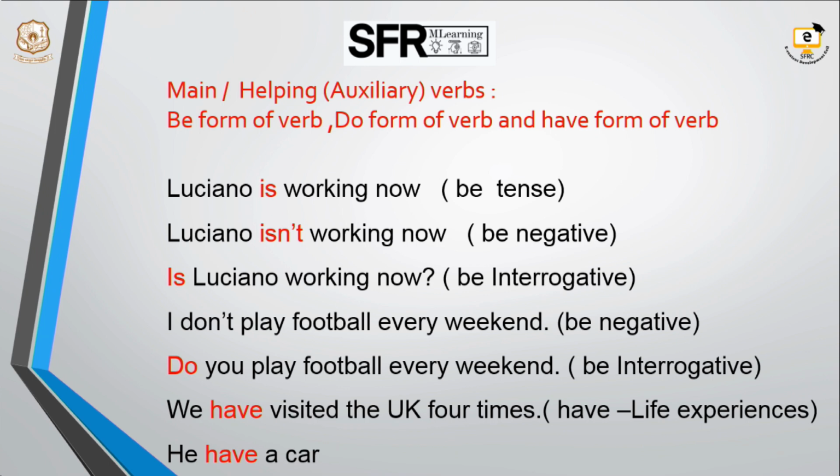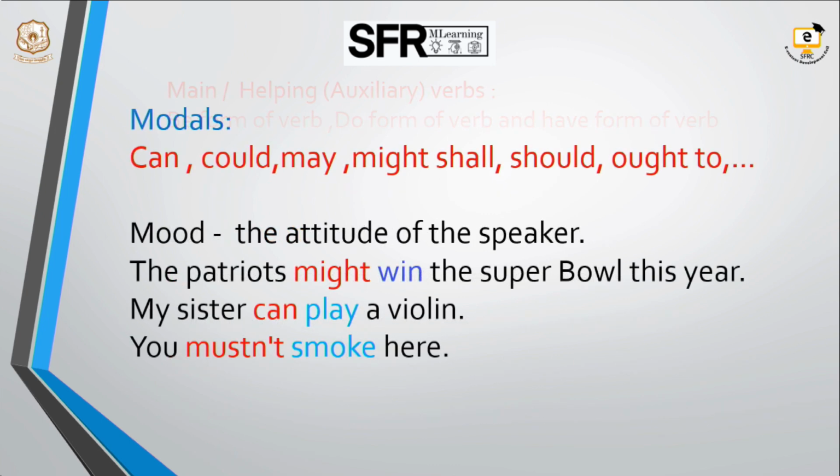Because have is a helping verb, right? But in some cases, be, do and have can be used as main verbs. Now in the sentence, have is used to mean own. We own a car. What I am saying is, in some cases, these can be used as main verbs, but most of the time they are used as helping verbs.